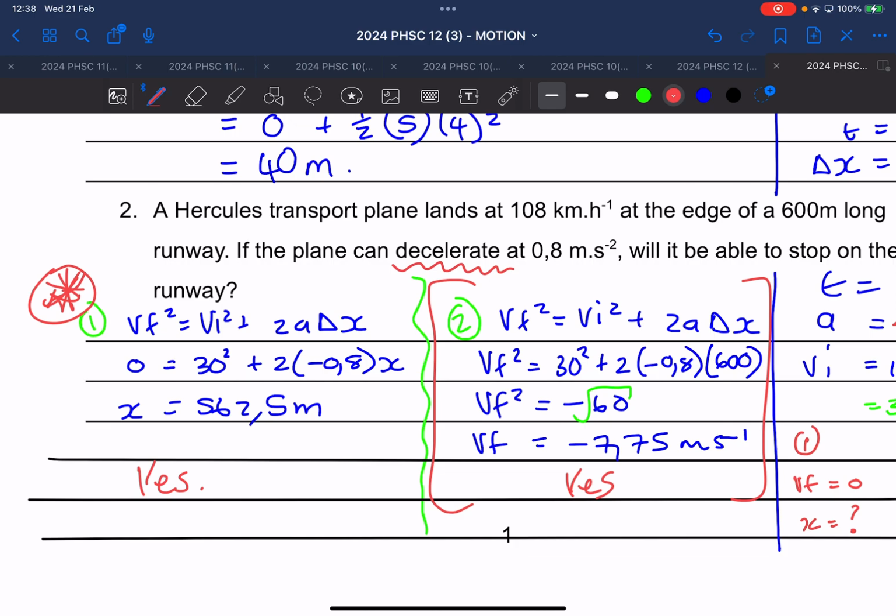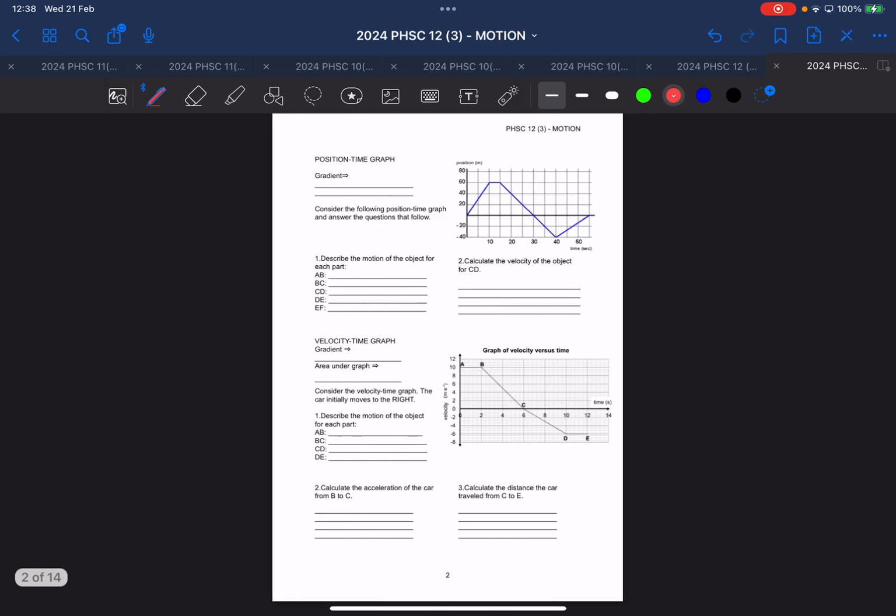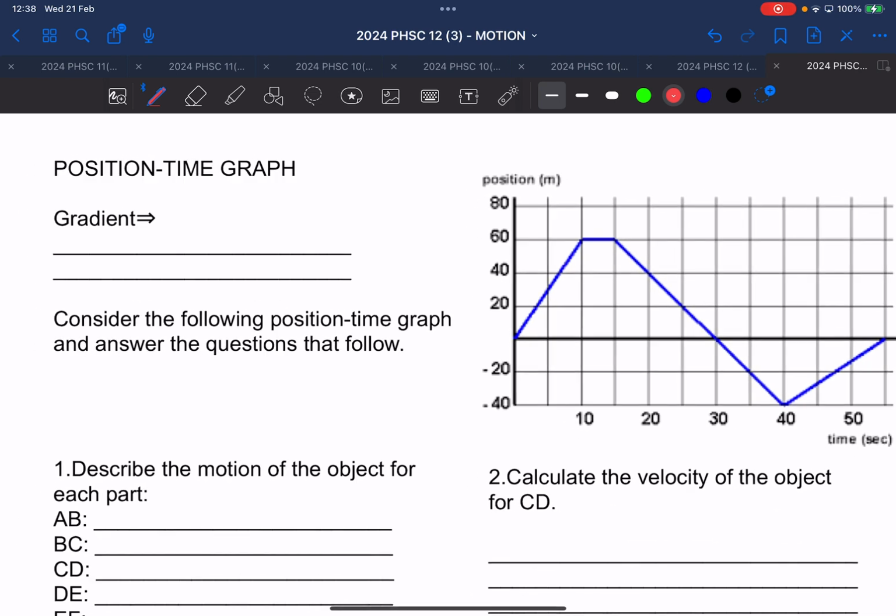Alright, so this was the type of questions we did in grade 10. Then we did graphs. Now you are going to do three types of graphs. We have done 2 in grade 10, so we're going to revise these 2 and then we will get to the third one a bit later on.